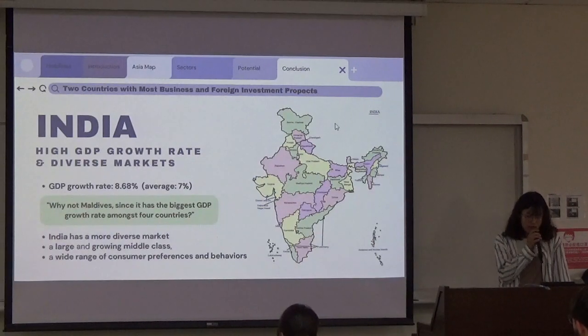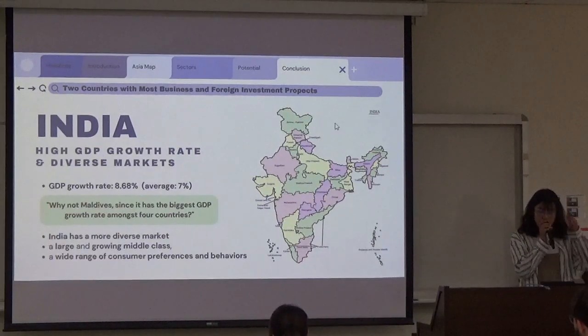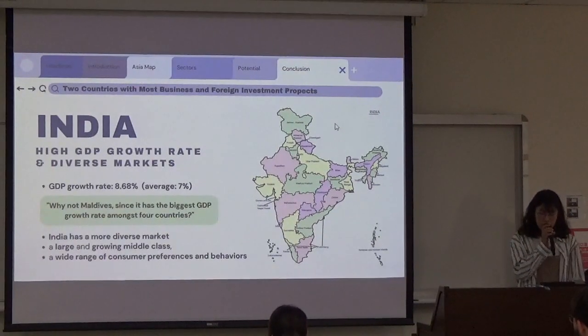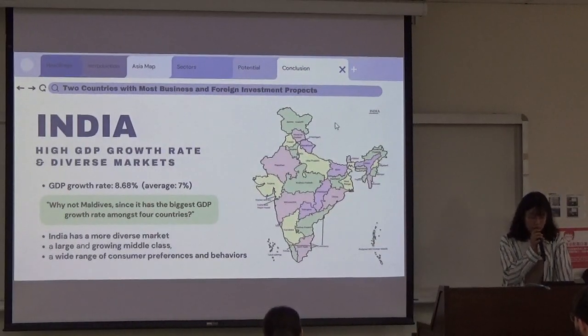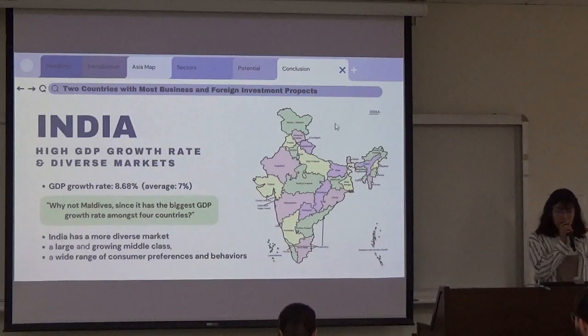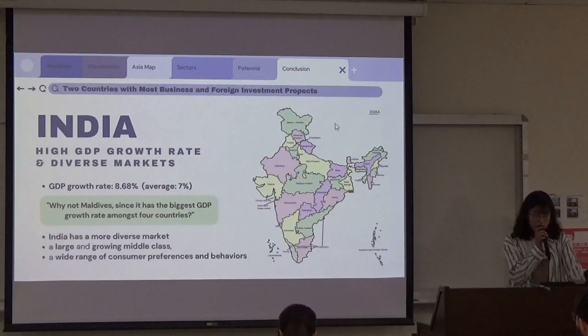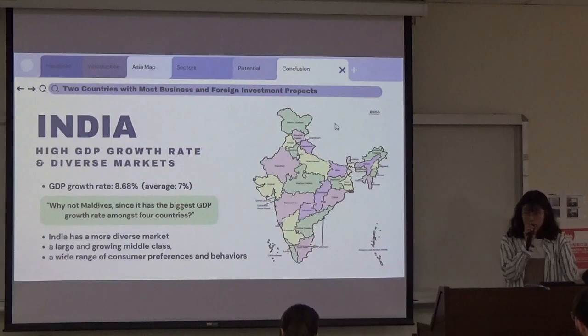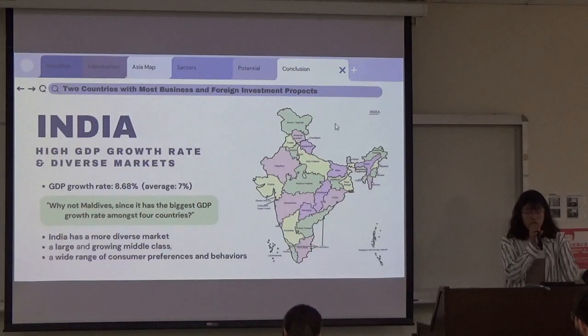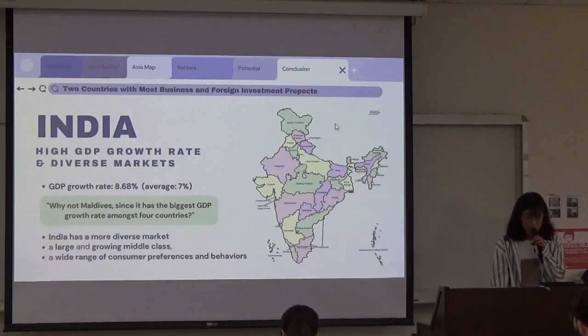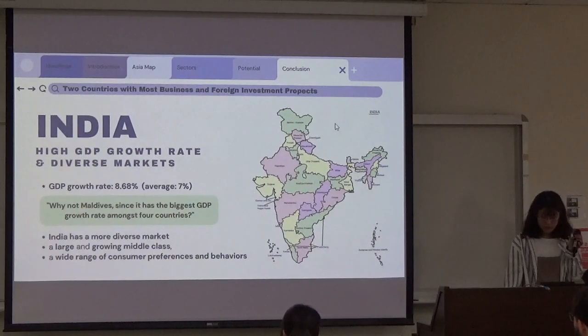The first one is that India has a more diverse market than the Maldives and all the other Central and South Asian countries. The second one is that everyone knows India has a huge population and a large and growing middle class of over 100 million. And among these 100 million, there is a wide range of consumer preferences and behaviors. That's why we chose India instead of the Maldives.